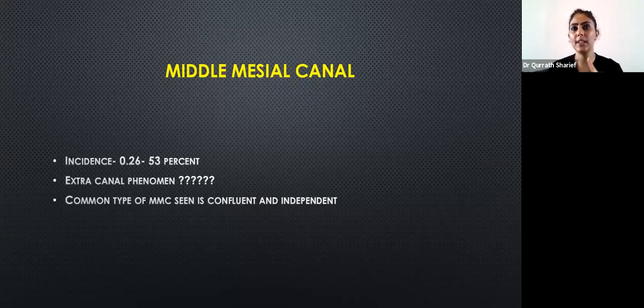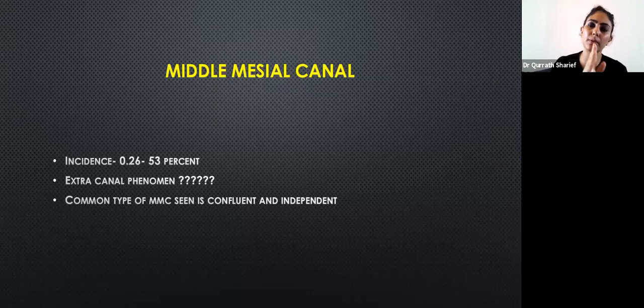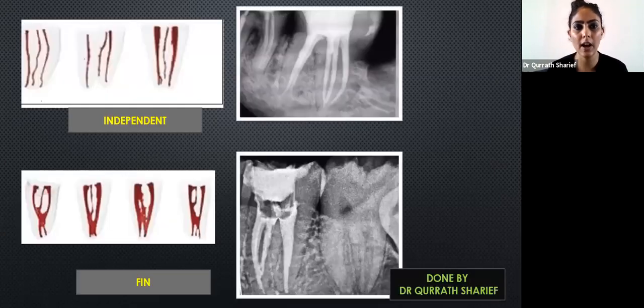There is something called fin, then you have confluent, and then you have independent. Fin means the moment you introduce the file inside the middle mesial, it easily passes. Confluent means the middle mesial will be fused either to the mesiobuccal or distobuccal. Independent means the middle mesial will not fuse either to the mesiobuccal nor to the distobuccal. I will just show you in this picture. So you can see that these are independent canals.